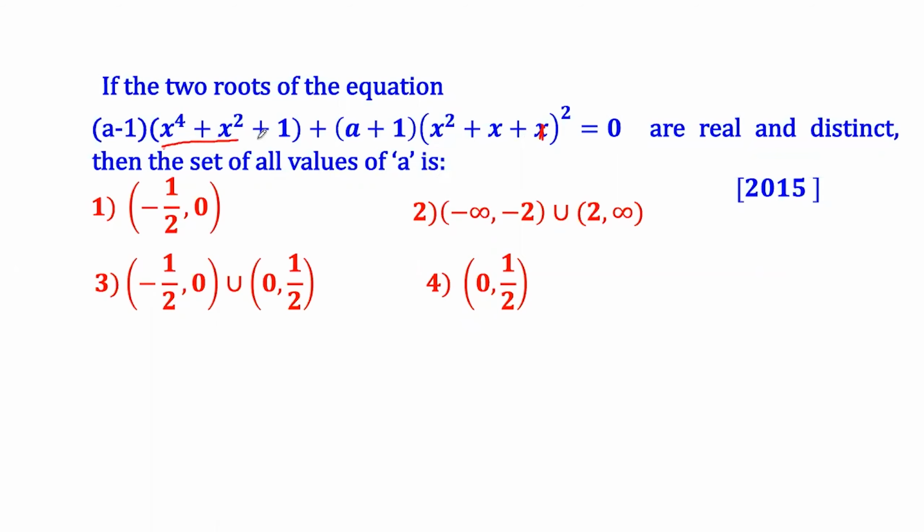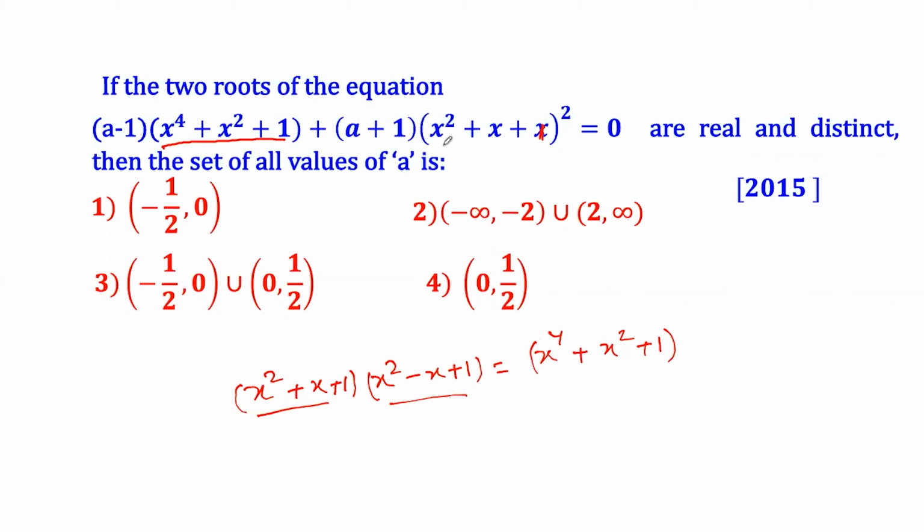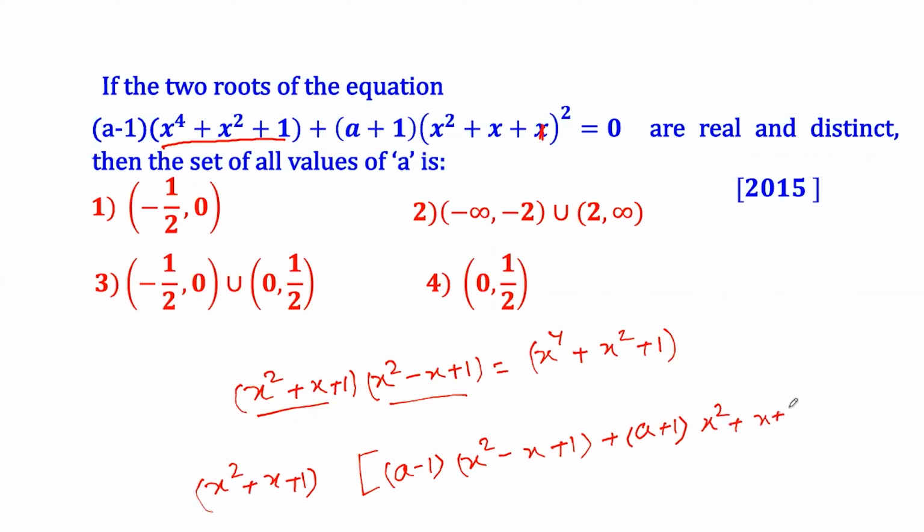This x to the power 4 plus x square plus 1 will be factorized into two parts: x square plus x plus 1 into x square minus x plus 1. You have to remember this, the factorization of x to the power 4 plus x square plus 1 into these two parts, right? So this is again x square plus x plus 1, so we can take out x square plus x plus 1 as common. So what I'm getting: (a minus 1)(x square minus x plus 1) plus (a plus 1)(x square plus x plus 1) is equal to 0, right?